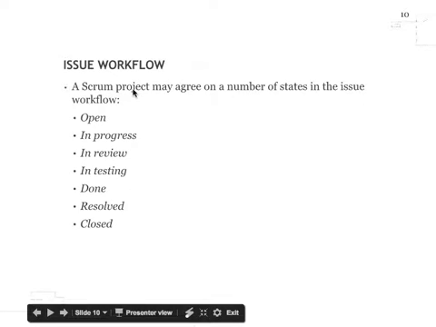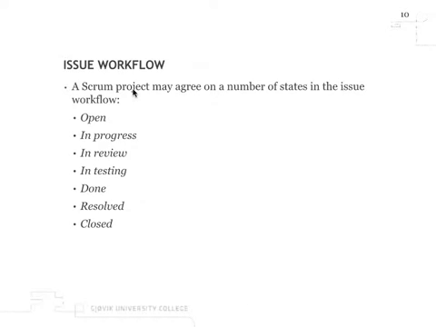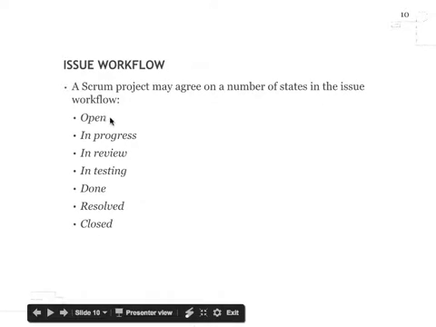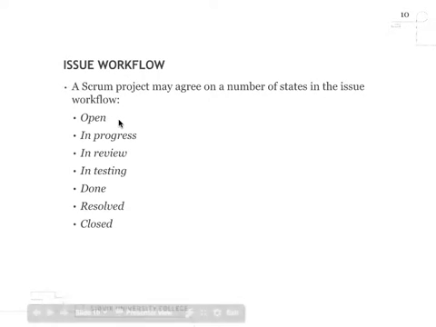Issue workflow: a Scrum project may agree on a number of states in the issue workflow. So you have an open state, you have an issue that is in progress, in review, in testing, it's done, resolved, or closed. It depends on how you set up your workflow in Jira. What's the difference between resolved and closed?